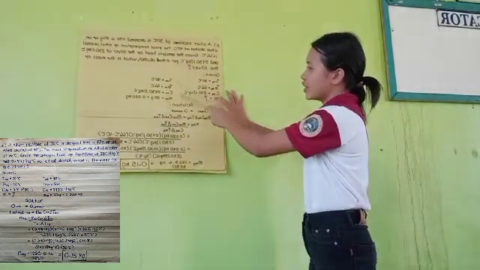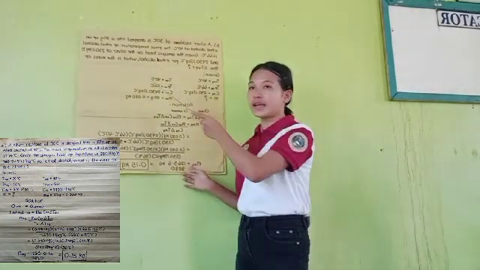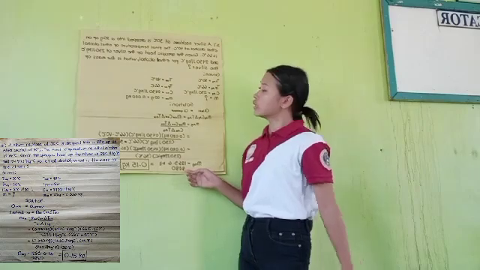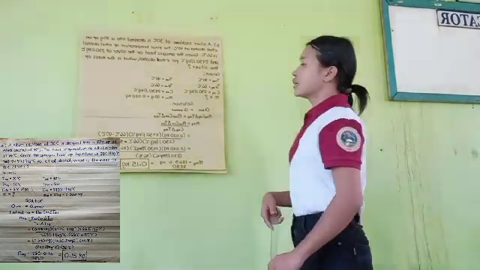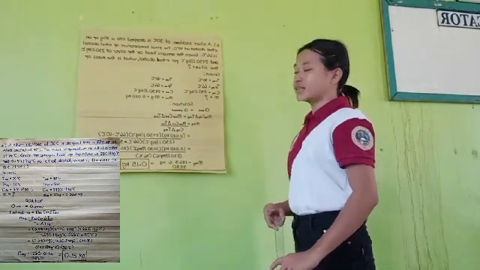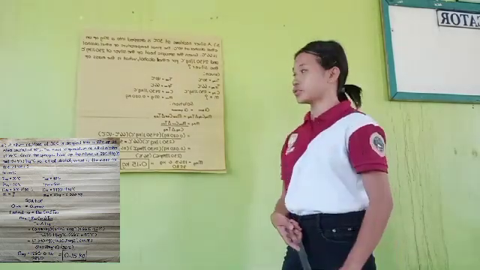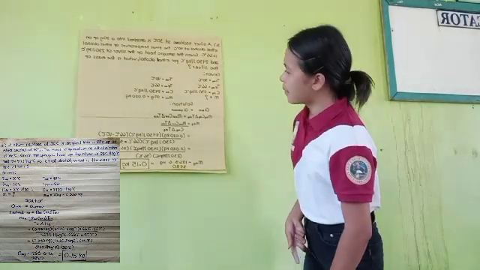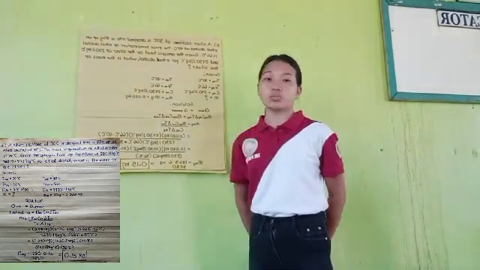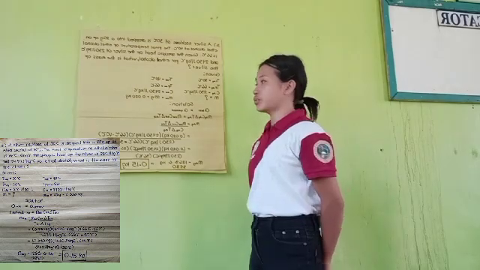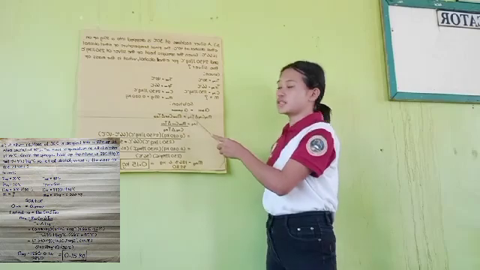Another, the initial temperature of the ethyl alcohol, 40 degrees Celsius. The final temperature of the ethyl alcohol, 66 degrees Celsius. And the specific heat of ethyl alcohol, 2,430 joules per kilogram degrees Celsius. And the mass of the ethyl alcohol is 20 grams, equivalent to 0.020 kilograms. So for the solution, Q loss equals Q gain.